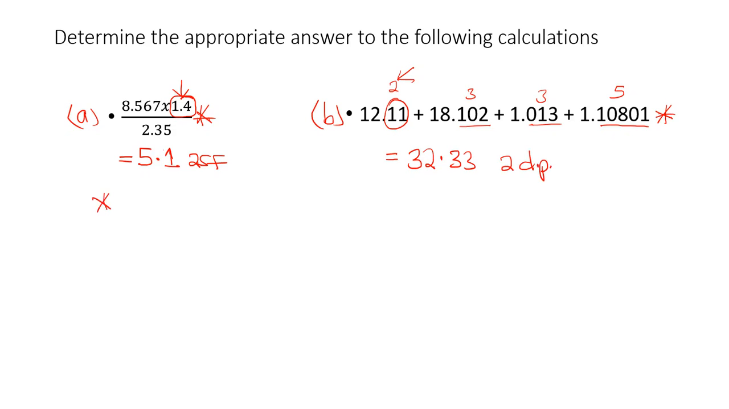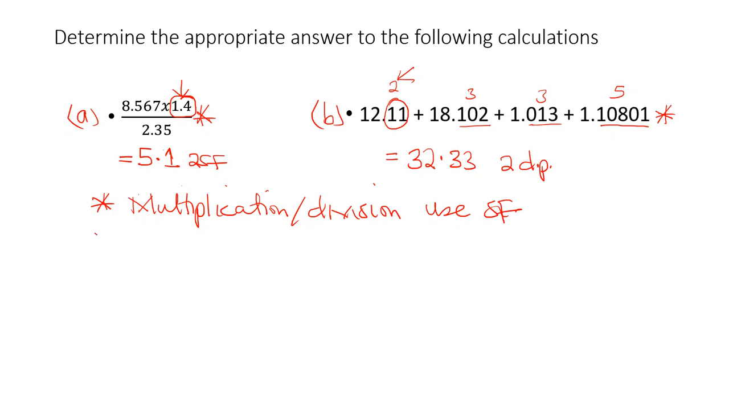So in summary, multiplication and division use significant figures. Addition and subtraction use decimal points. So we need to take note of that. Let's move on to something else.